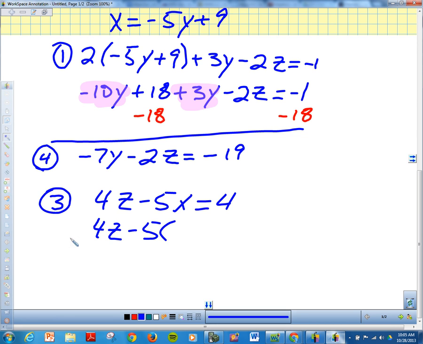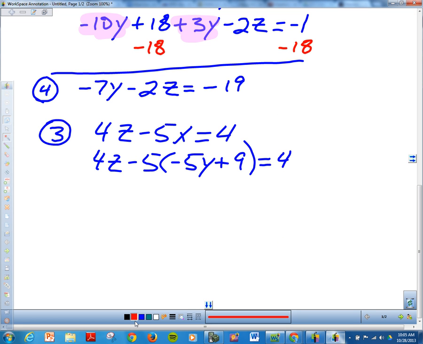Alright, so plugging in right here, right? So we have negative 5 times negative 5y plus 9. And then I write the rest of this equation here, right? So the only thing I have left is the equals 4. So, got it? So we have 4z, I'm sorry, I'm in a different color now. 4z plus 25y minus 45 equals 4.